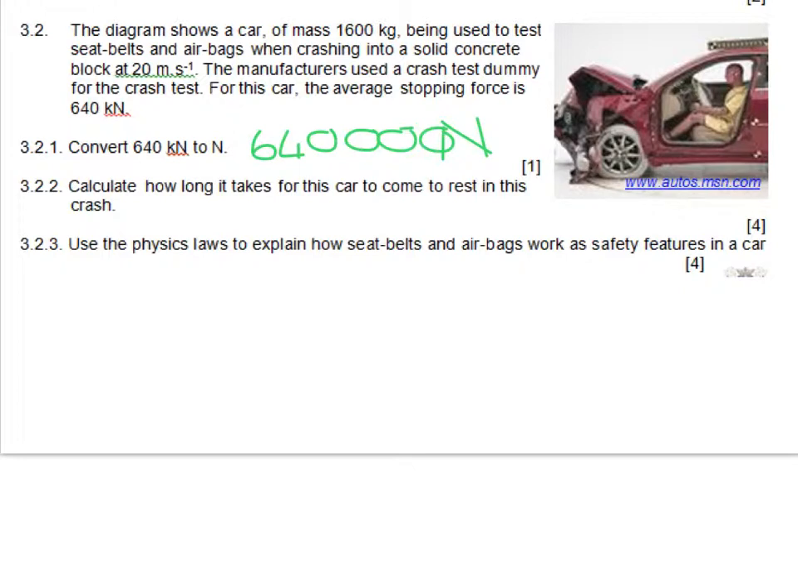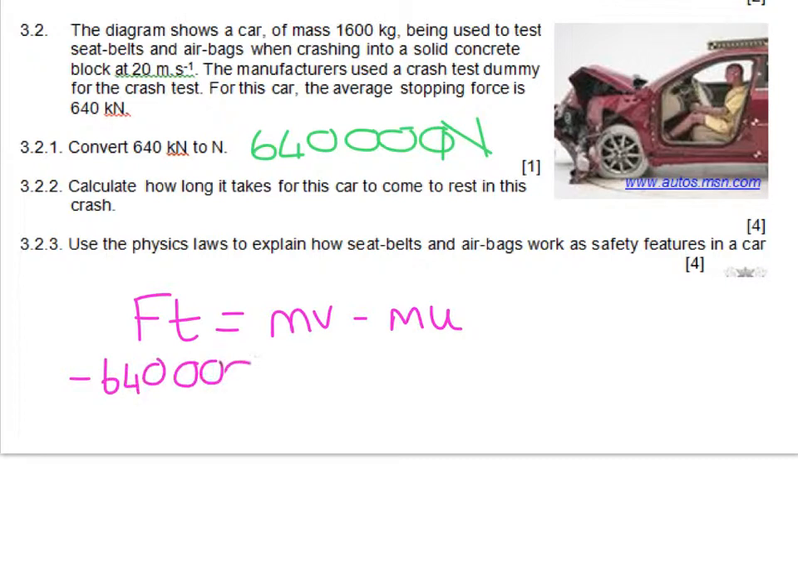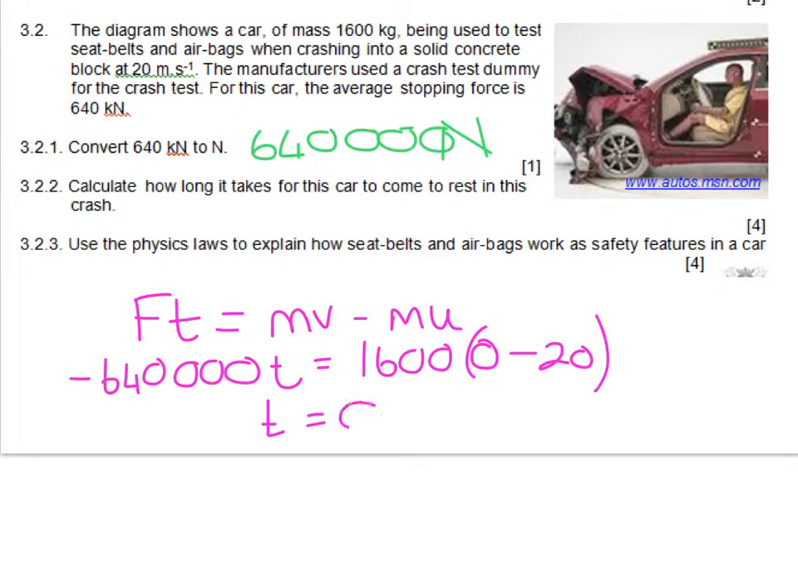You have got all sorts of equations of motion information. And you could use that, or you can simply say that impulse, because you've been given force as well, is mv minus mu, and you substitute in this big force, and your mass is 1,600, and it's got to stop, and it started off at 20, and you find that the time turns out to be 0.05 seconds.